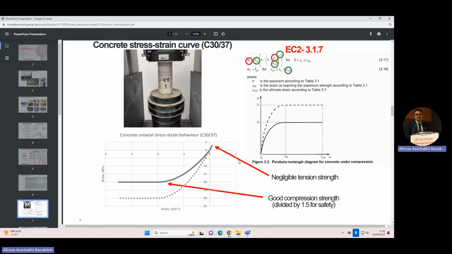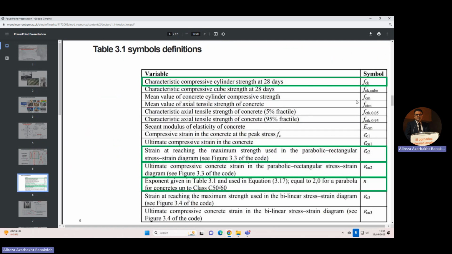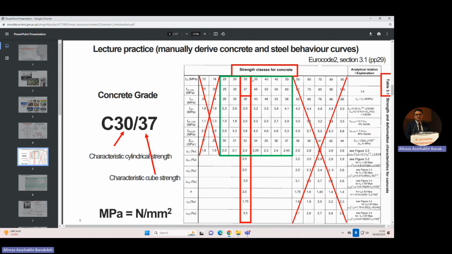So wait, 30 is FCK. What is FCK? 30. Yes. 30 is FCK. What's 37? The cube strength. FCK cube. I don't know the symbol. No, this is cylindrical. It's not here. What's the symbol? This is FCK cube. Okay? This is the second one.